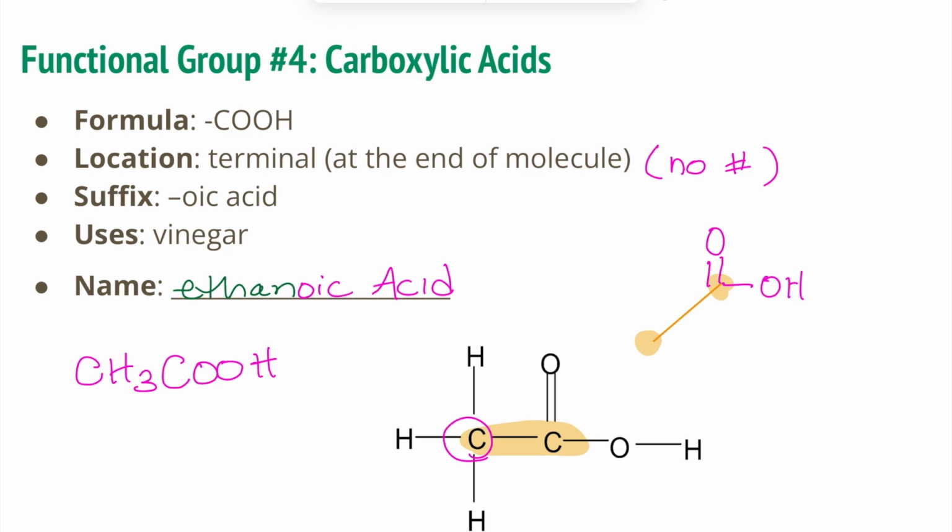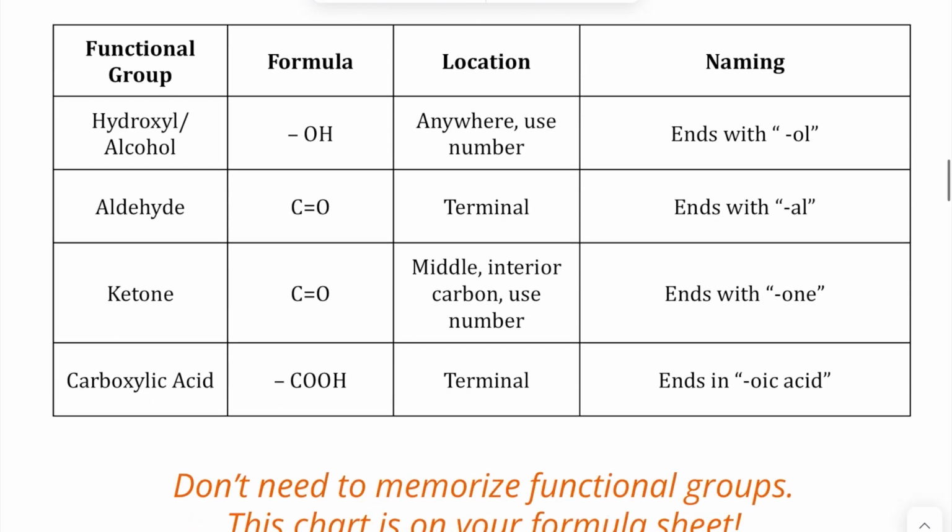All right, so those are our 4 functional groups. As a reminder, you don't need to memorize these. This chart, which talks about the alcohol or hydroxyl functional group, aldehydes, ketones, and carboxylic acids, has the formula of each, the location, and the name endings on there. And so you have this and the prefixes on your pink sheet to use as you are looking at these.